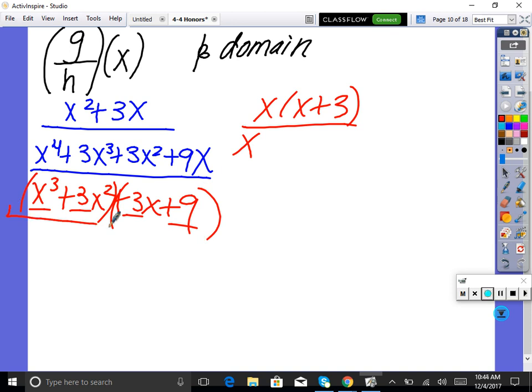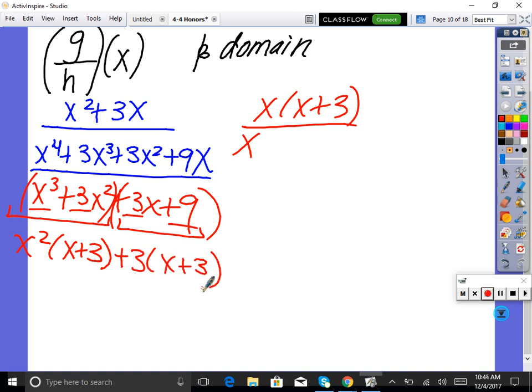Very good. So we'll pull out x squared. Left is x plus 3. Pull out a positive 3, then left is x plus 3. So our safe haven's the same. So we're good. It does factor by grouping. So we would pull out x plus 3, and left is x squared plus 3.